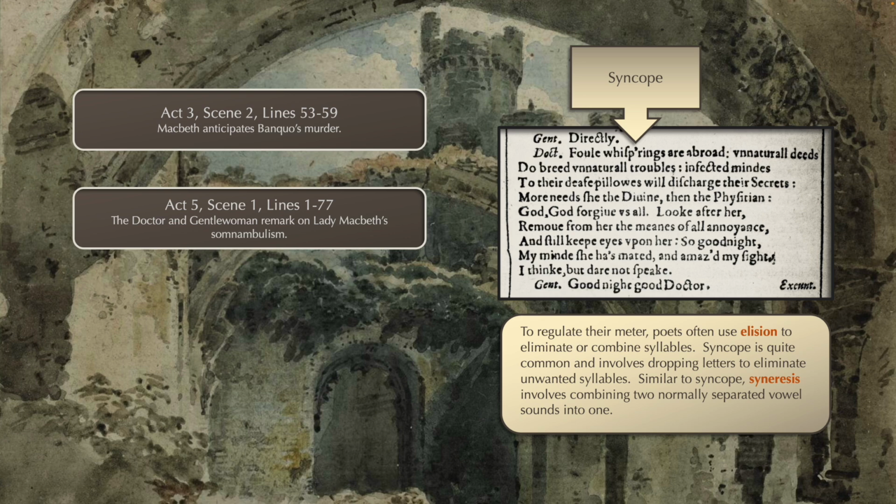Similar to syncope is another one called syneresis. This involves combining 2 normally separated vowel sounds into one. I don't have an example here, and I wasn't going to hunt one down just to do that. So I'll give you an example. One that comes to mind is seest. Sometimes that would be combined together to ceased. Thou ceased instead of thou seest. Thou seest that fly over there on my cake.